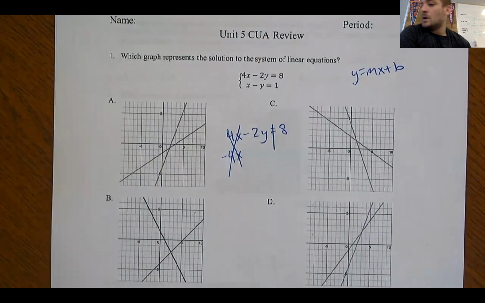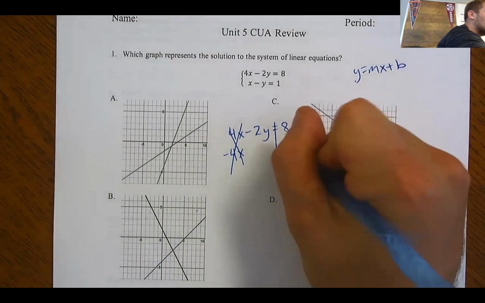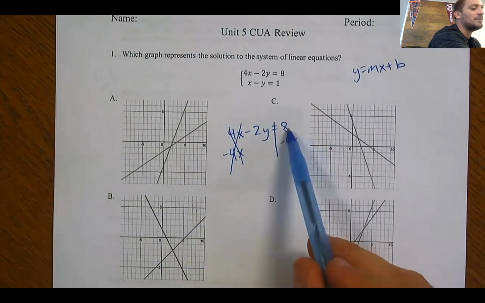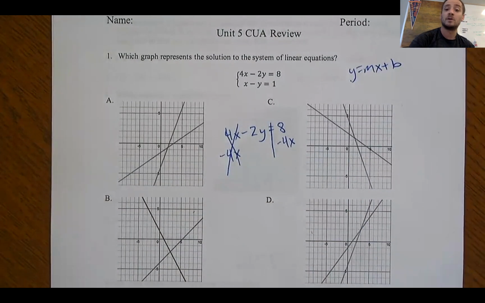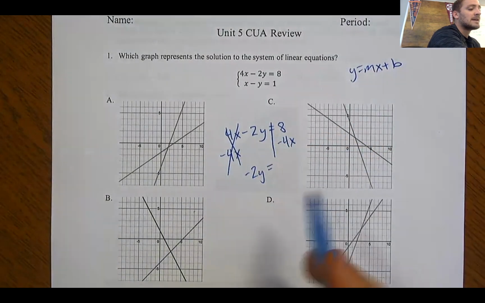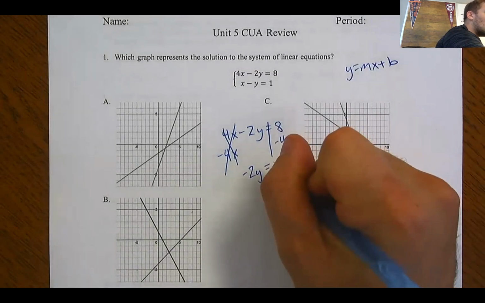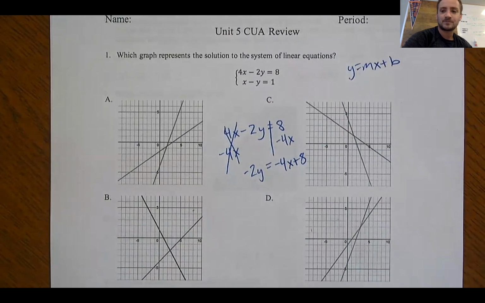But remember, whenever you do any sort of math on one side of your equation, you have to do it on the other side of your equation as well. So I am not able to put 8 and minus 4x together since one of them has a variable and one of them doesn't. So we're going to rewrite our equation. I drop down the negative 2y, and we get negative 2y equals negative 4x plus 8.